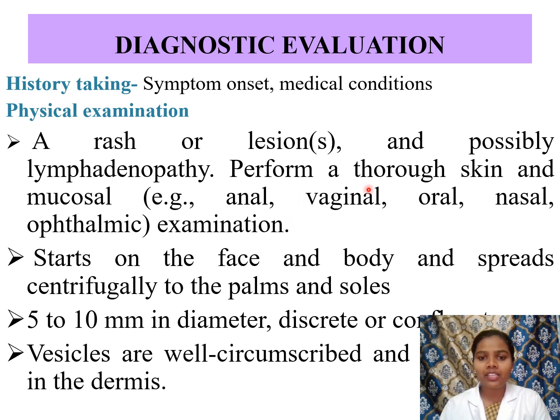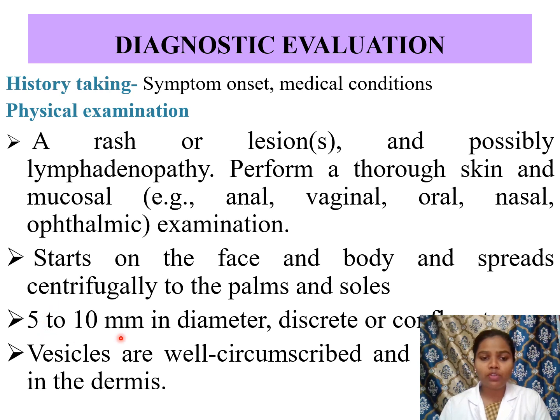So in these areas we can see the mucosa and we have to observe for the vesicles or rash on these areas. It starts on the face and body and then spreads centrifugally to the palms and soles. The characteristic feature of this rash is it starts on the face and body and then spreads to the palms and soles, that is from the center to the periphery.